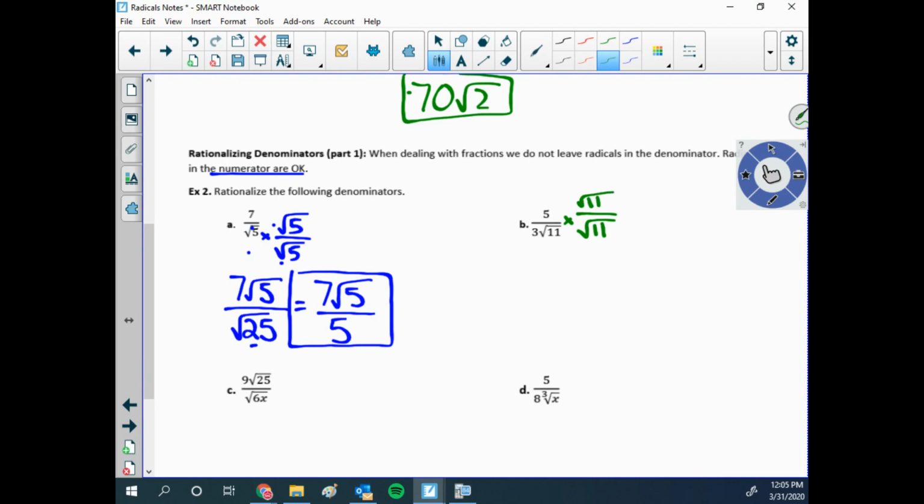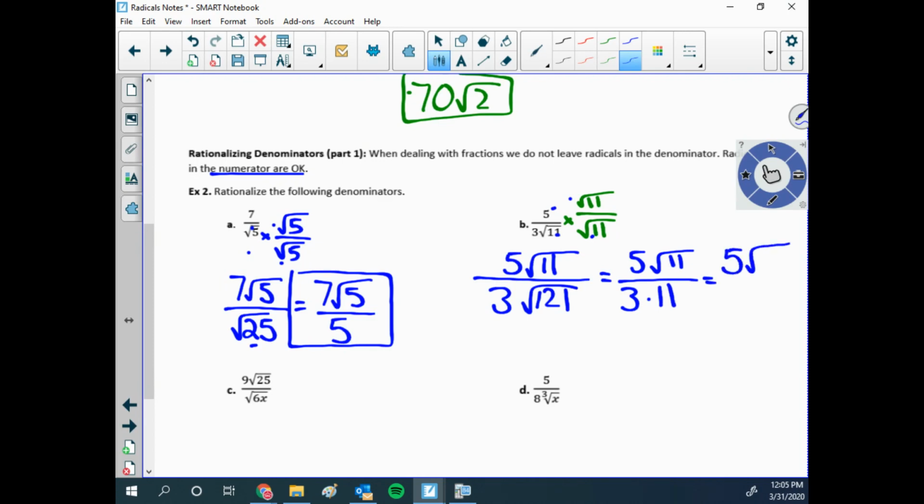So what I do to the numerator, I'll also do to the denominator or vice versa. So 5 times root 11 gives me 5 root 11 over 3 times root 11, which is the square root of 121. So the numerator, 5 root 11, can't be simplified any further because 11 can't be broken into any perfect squares or perfect numbers of the index. And this is 3 times the square root of 121, which is just 11. So my final answer is 5 root 11 over 33.